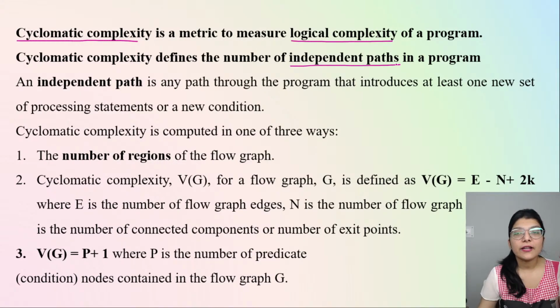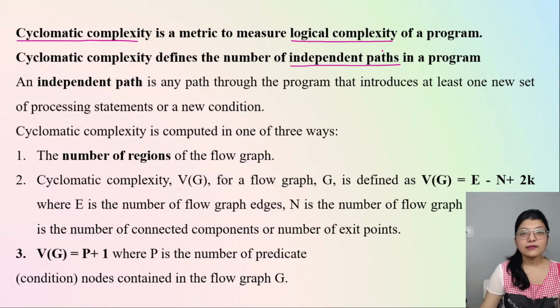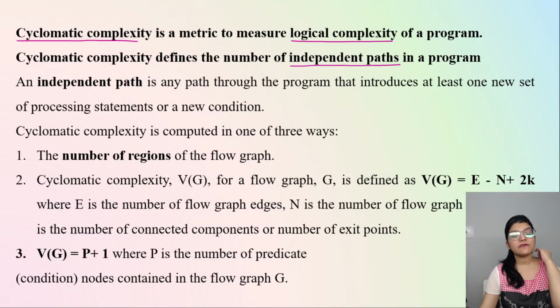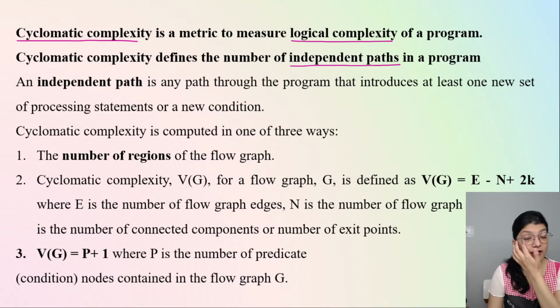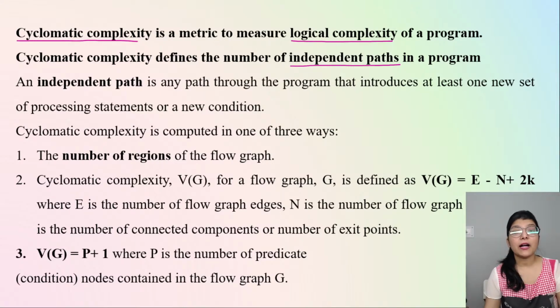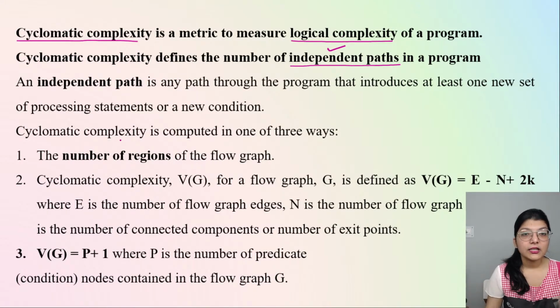You will see a question in the following class where, with the help of cyclomatic complexity, they are asking you the number of independent paths that you have in a program. So cyclomatic complexity defines the number of independent paths in a program. Now what is an independent path? Independent means that it is not dependent.